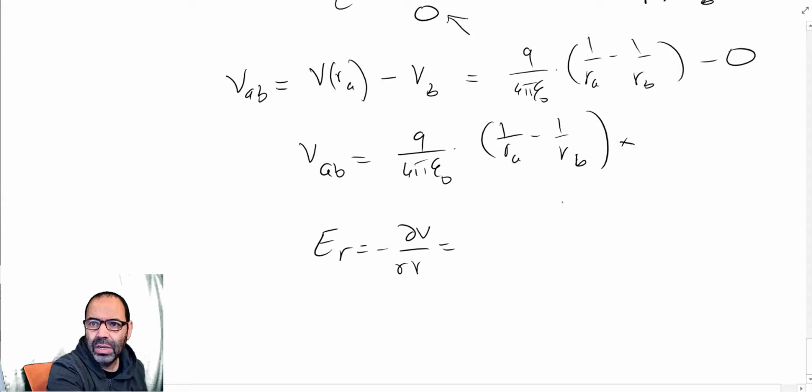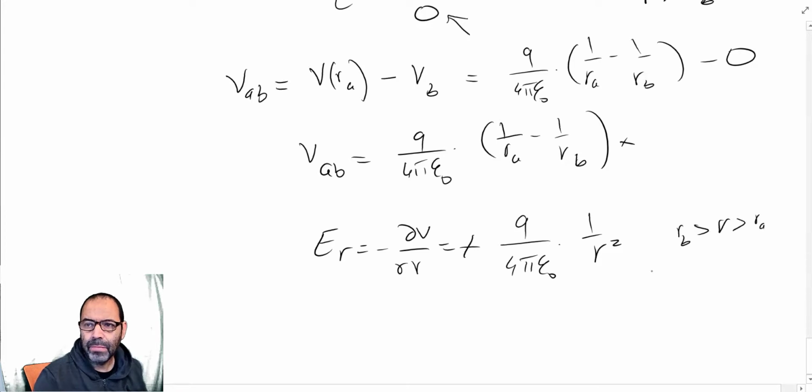Cancel the negative in here, so it's going to be a positive Q over 4 pi epsilon naught times 1 over R squared. Okay, this is for R more than RA, but less than RB. That's how they want it.